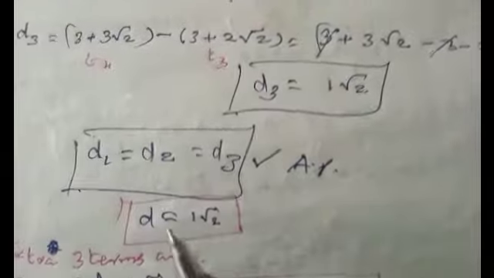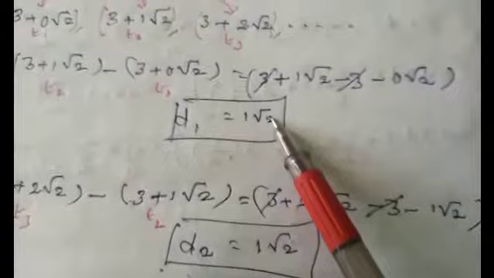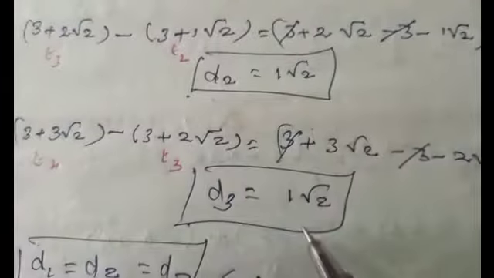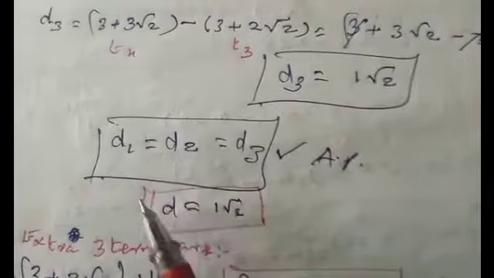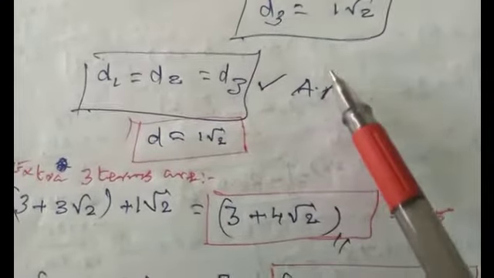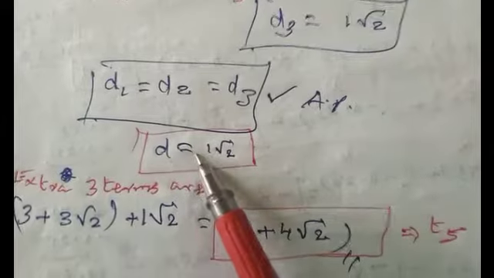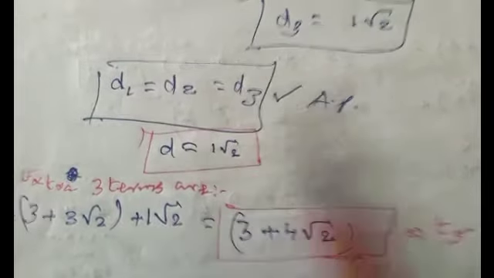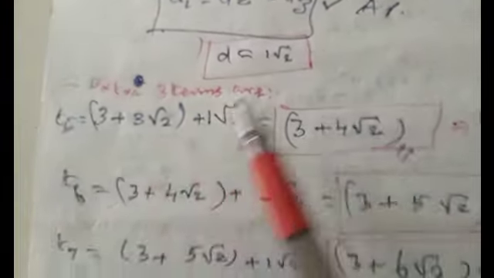So here the differences are equal. D1 is 1 root 2, D2 also 1 root 2, D3 also 1 root 2. So differences are equal. Therefore it is an AP. They have asked for the common difference, so the common difference D is equal to 1 root 2. Next, we have to find out the next 3 terms.